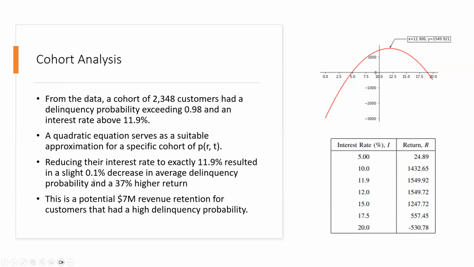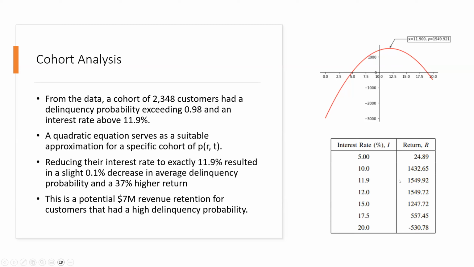And so this resulted in a slight 0.1% decrease in average delinquency, which is not a lot, but it yielded a 37% higher return. So just imagine, and this was on average, the decrease in average delinquency, right? With just a marginal change to the interest rate, the return was around 37%. And when we computed what that 37% higher return looked like, it was $7 million in revenue retention for customers that would have been potentially delinquent by simply adjusting their interest rates.